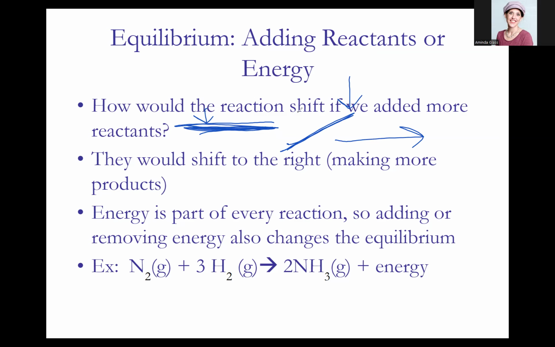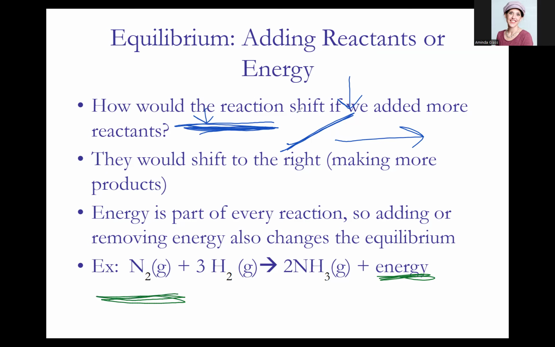Energy is part of every reaction. So if you added or removed energy, that would also change the equilibrium. For example, we have N2 plus 3H2 produces ammonia in the gaseous form plus energy. So here we have, again, if we see energy as a product, what happens if we add more energy?